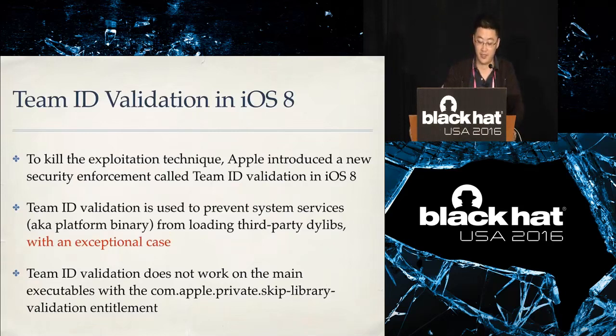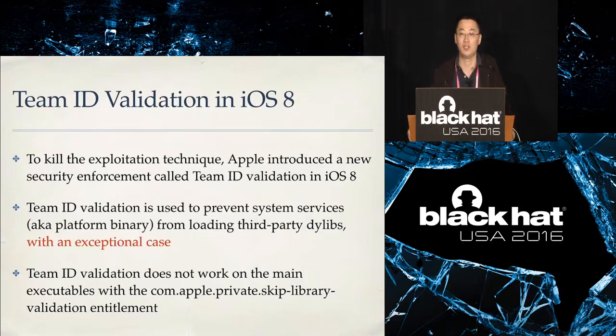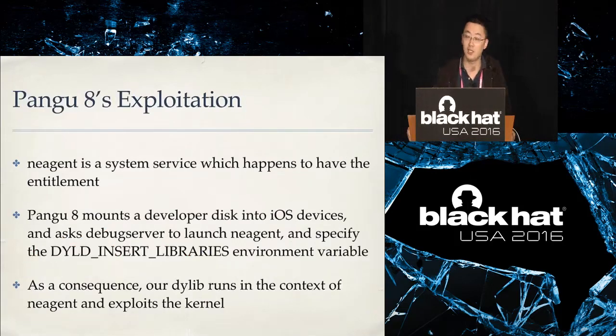And there is some exceptional case. When we reverse engineer the iOS kernel, we find when the kernel applies the Team ID validation, it checks a special entitlement called com.apple.private.skip-library-validation. So by the name, you can guess what it's used for. So if the main executable has this entitlement, then it's allowed to load any library. So who has this entitlement? We grabbed the entitlements on the iOS root file system, and yes, we found there's a program called AnyAgent. It's a network extension something, which happens to have this entitlement.